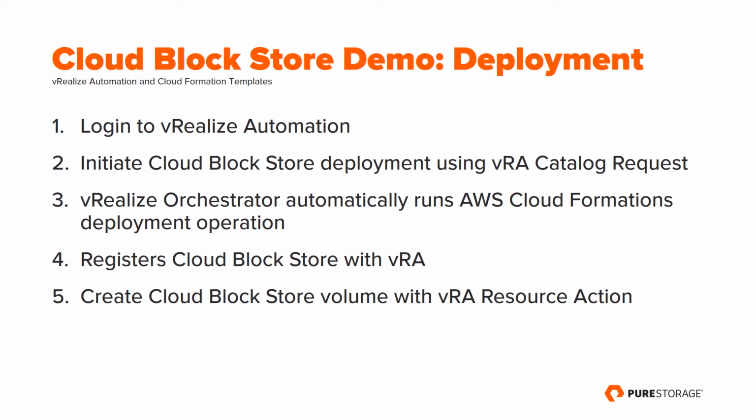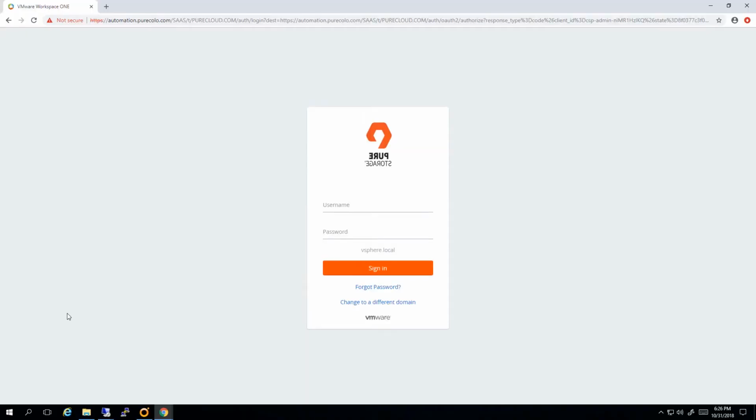In this demonstration, I'm going to be showing you how to use vRealize Automation to deploy Cloud Block Store. vRealize Automation will initiate a vRealize Orchestrator workflow to deploy Cloud Block Store using the AWS CloudFormation template. Cloud Block Store will be registered with vRA, and then we'll create some storage volumes in Cloud Block Store. So let's take a look at how this works.